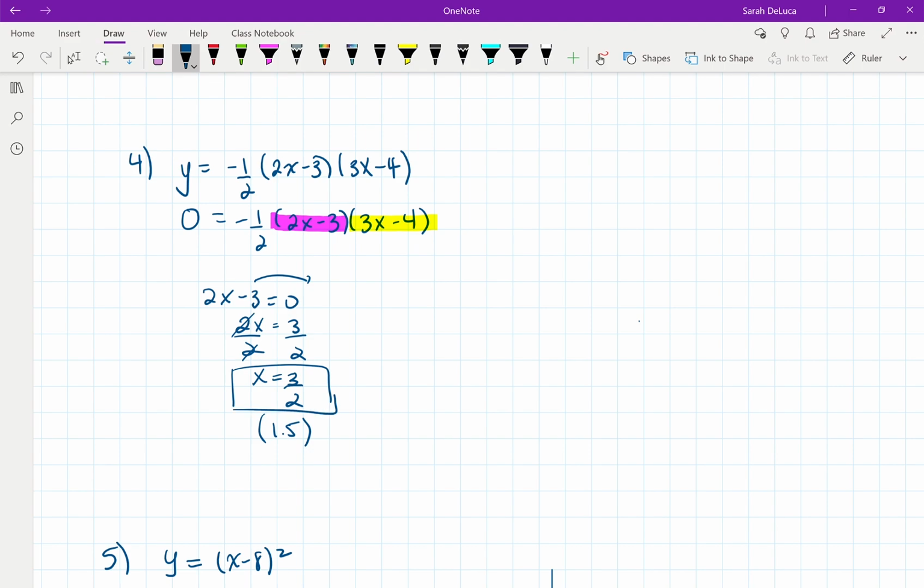And then the other is from 3x minus 4. 3x is equal to 4. Divide both sides by 3. X equals 4/3, my other x-intercept. And for me, this is 1 and 1/3. So when I graph that, it's much easier to plot.